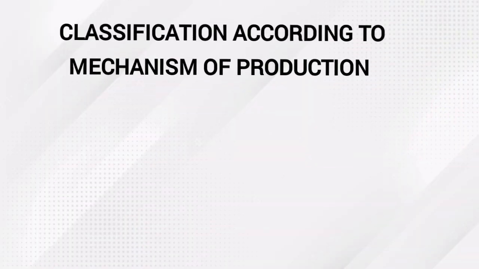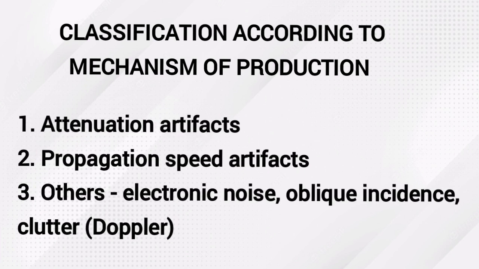We also will classify artifacts according to their underlying cause. What is causing the artifact? In other words, the mechanism of their propagation. In the first instance, attenuation artifact is usually related to attenuation of sound by the medium. Number two, propagation speed artifact is related to the velocity of sound in the medium. And the third instance is electronic noise, oblique incidence, and clutter, as you see in Doppler.